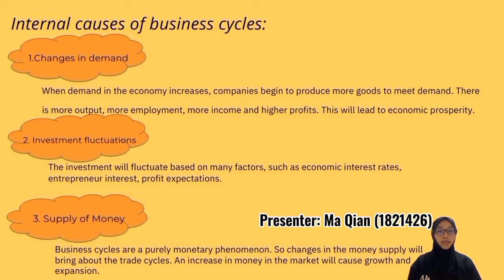The second one is investment fluctuations. Investment volatility is one of the main reasons for the economic cycle. Investment will fluctuate based on many factors, such as economic interest rates, entrepreneurial interest, profit expectations, and so on. The increase in investment will lead to an increase in economic activity and cause expansion. Reduced investment will have the opposite effect and may lead to troughs or even depressions.